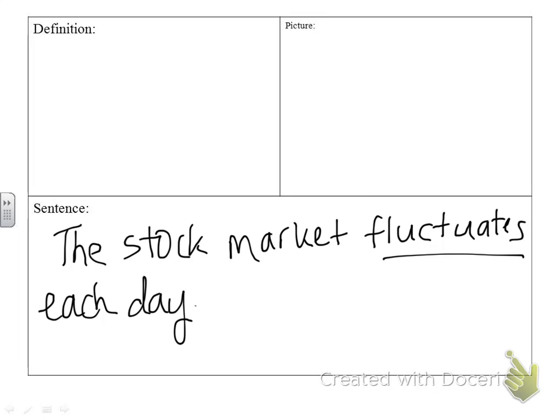It's a verb. Yeah, how do you know it's a verb? Is it because fluctuate and the stock's going up and down? Yeah, it's something that the stock is doing, right? It's describing something that the stock is doing. So it is a verb.